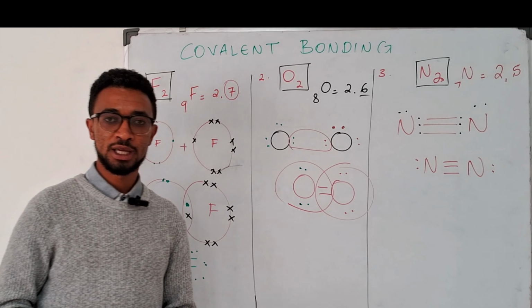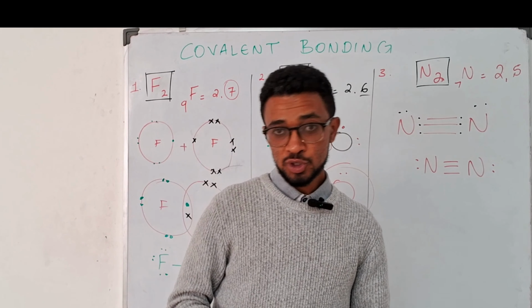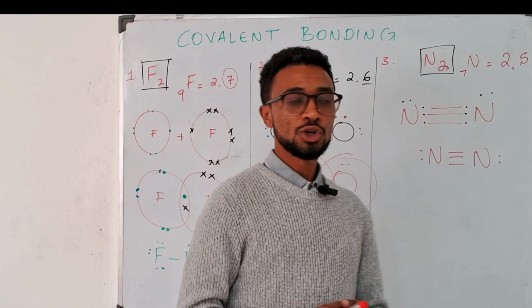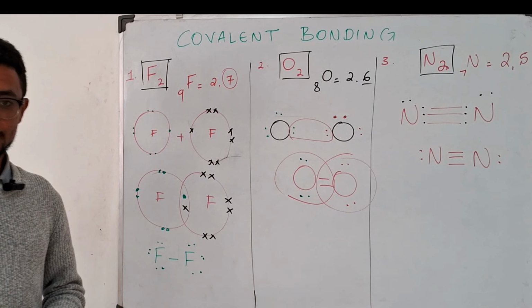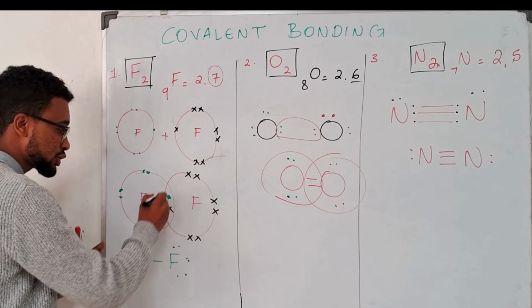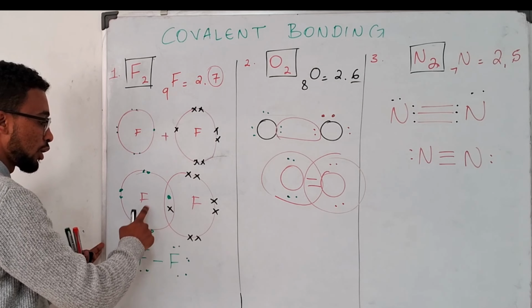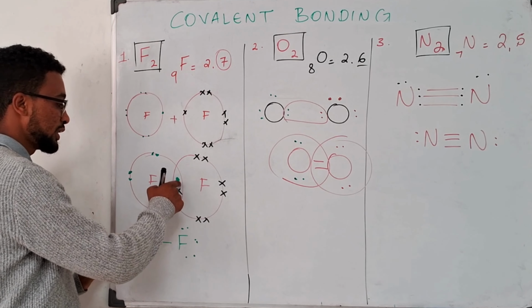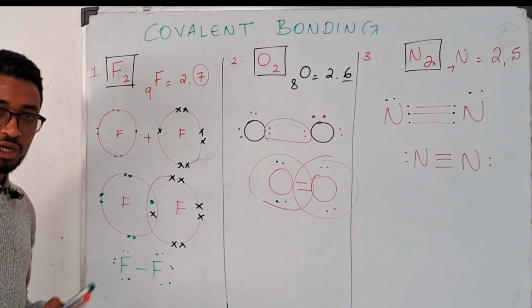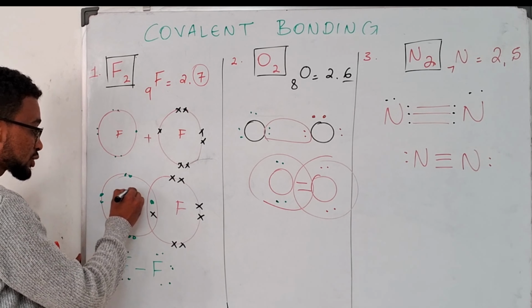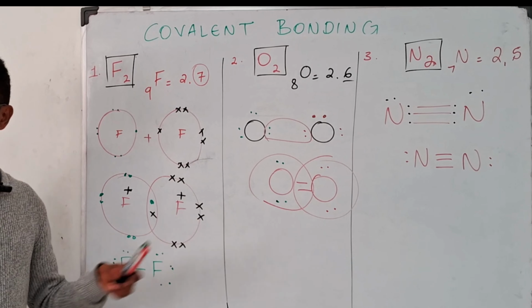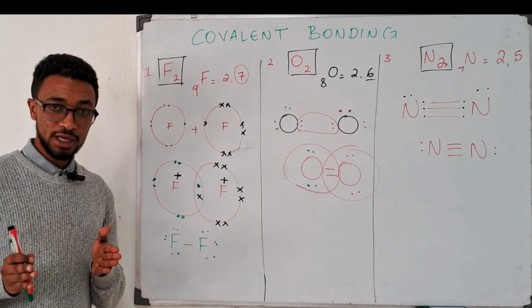Now let's define covalent bonding. Pause the video and try to define covalent bonding by yourselves. Okay, now let's define it together. Covalent bonding is an electrostatic force of attraction between the shared pair of electrons and the nuclei of the two bonded atoms. This is the electron density region, meaning this is where the shared pair of electrons is found. This shared pair of electrons is attracted by the positively charged nucleus of this fluorine as well as this fluorine.